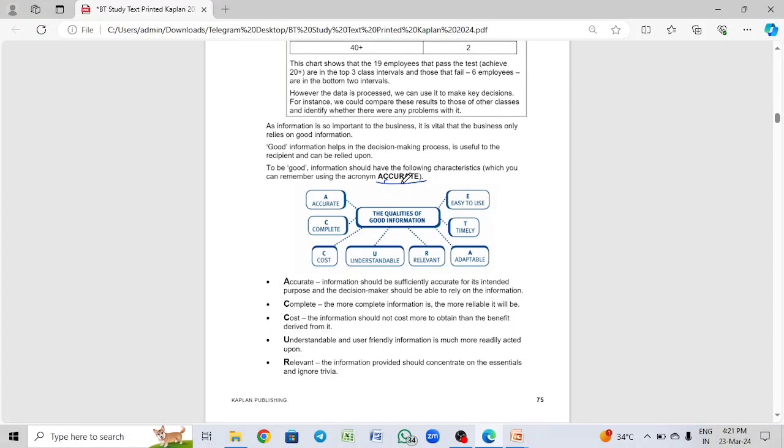Right, it should be relevant. It should not be irrelevant. For example, if a sales director asks for information, we cannot provide information of the production department, right? So it should be relevant. Relevant people should get relevant information.